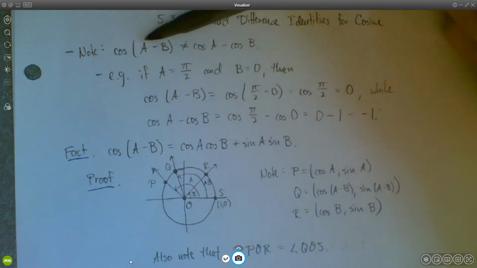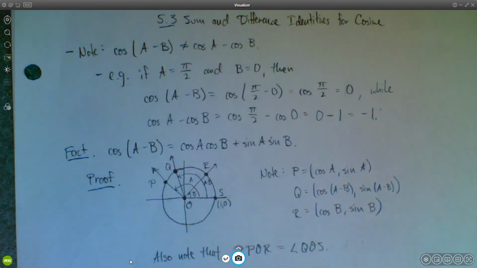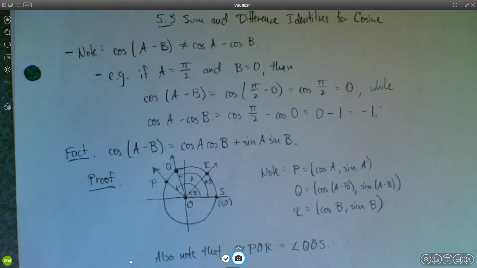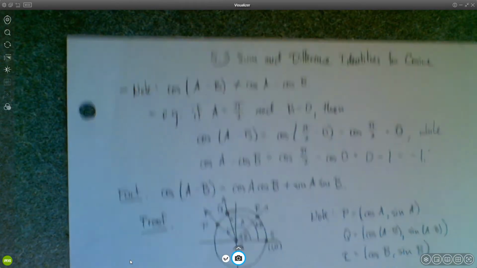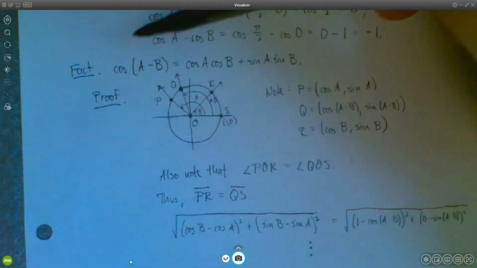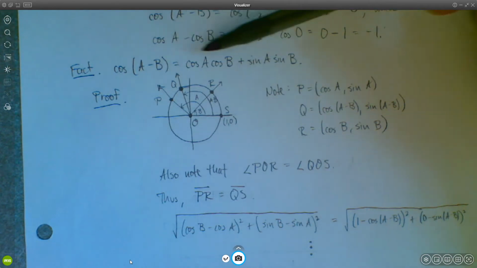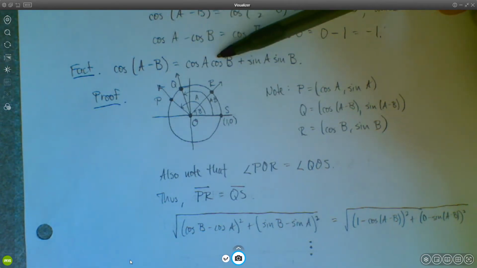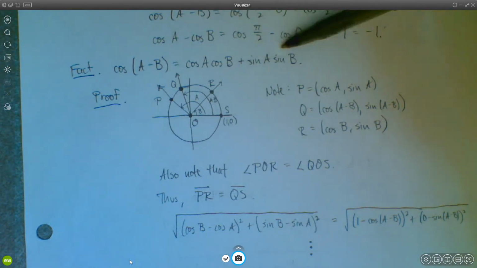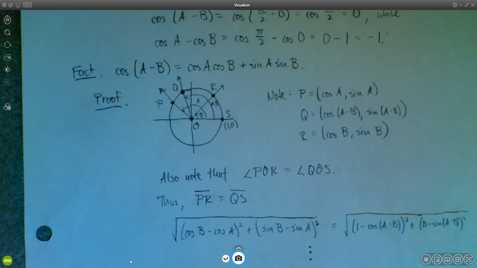So the trig functions, generally speaking, don't behave very well in terms of distributing across multiplication, addition, subtraction, division. It just doesn't work. So you can't distribute the cosine across that subtraction. So cosine A minus B is not the same thing as cosine A minus cosine B, but here's what it is equal to. Cosine A minus B is cosine A times cosine B plus sine A times sine B. And you might think, well, where in the world do you come up with that? So I'm about to prove it to you.